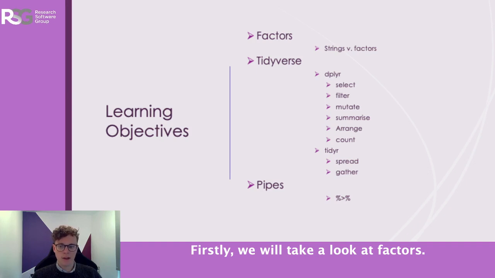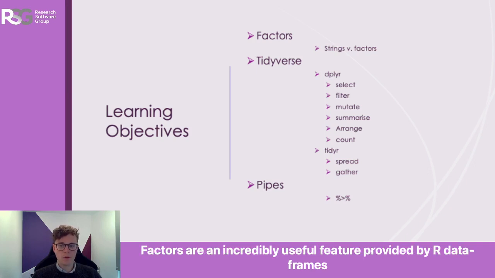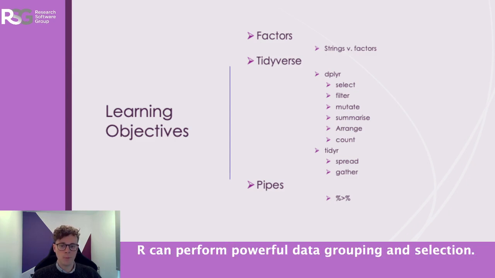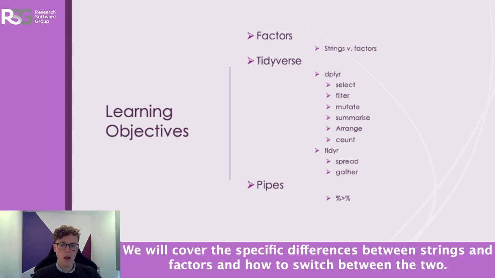Firstly, we will take a look at factors. Factors are an incredibly useful feature provided by R data frames. Through explicit categorization and naming of string attributes, R can perform powerful data grouping and selection. We will cover the specific differences between strings and factors and how to switch between the two.